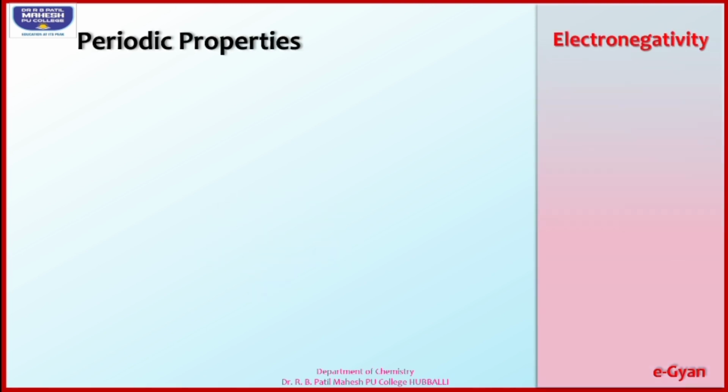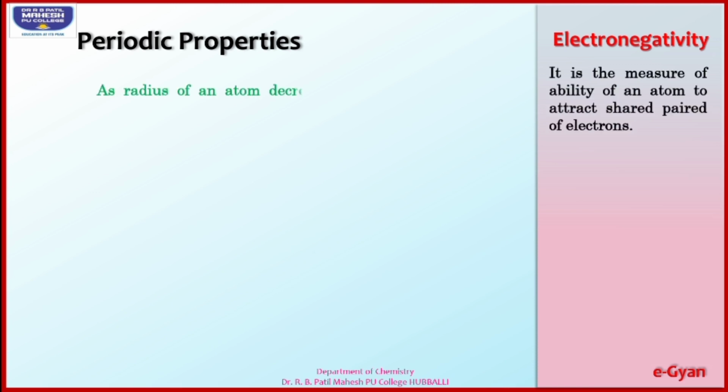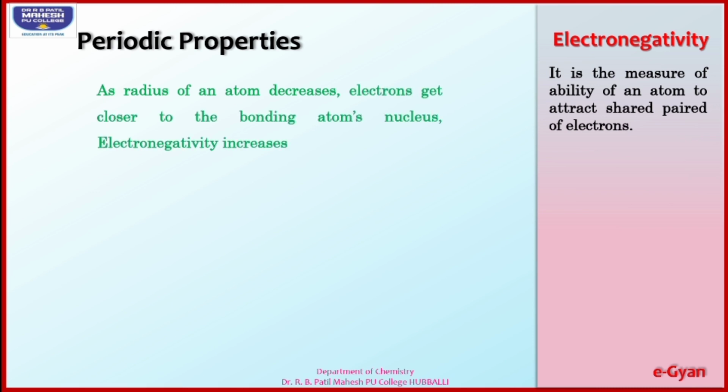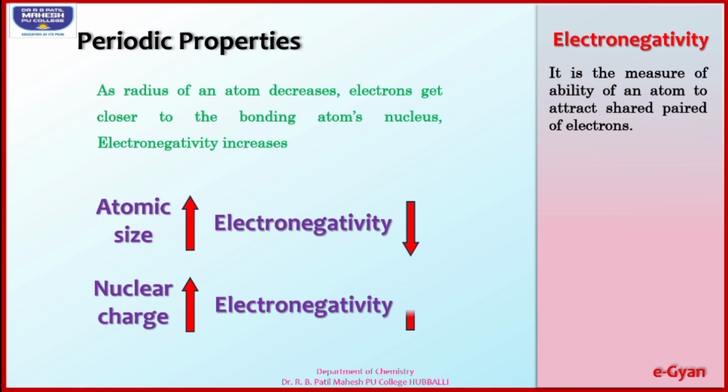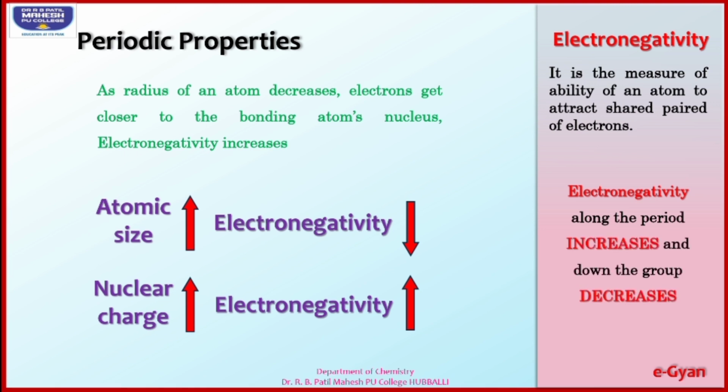Moving to one more property, electronegativity. It is the capacity of an atom to attract shared pair of electrons towards itself. As the radius of atom decreases, electrons get closer to the nucleus of an atom, hence electronegativity increases. So atomic size increases, electronegativity decreases. And also nuclear charge, if it increases, electronegativity also increases. So the trend for electronegativity is it increases along the period and decreases down the group.